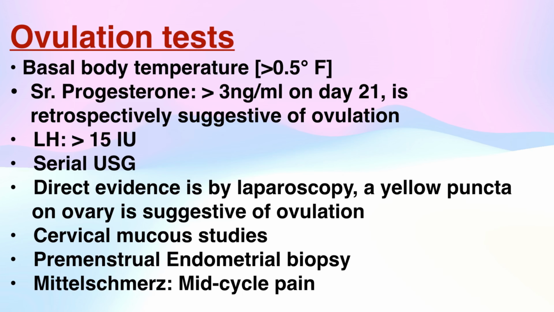Basal body temperature more than 0.5 degrees Fahrenheit, serum progesterone more than 3 ng per ml on day 21 is retrospectively suggestive of ovulation. LH more than 15 IU, serial USG, direct evidence is by laparoscopy, a yellow puncta on ovary is suggestive of ovulation. Cervical mucus studies, premenstrual endometrial biopsy and mittelschmerz, that is mid-cycle pain.